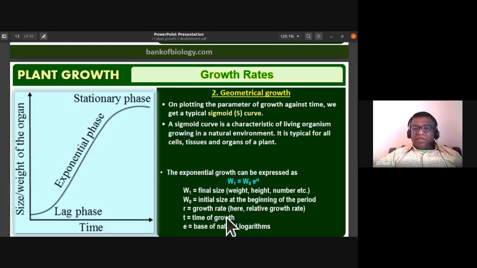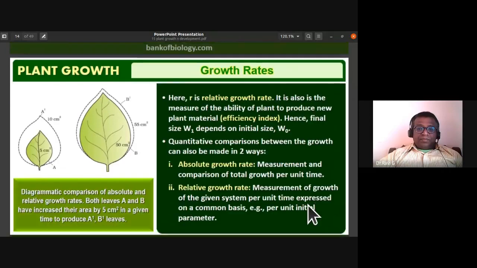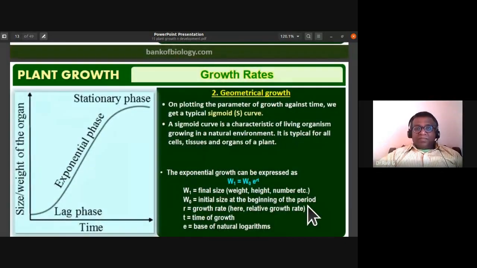Then R is the growth rate, T is the time of growth, and E is the base of natural logarithms. Here I would like to give an example. The sigmoid curve is seen even in our growth. From infancy up to 10 or 12 years, before we attain adolescence or puberty, our growth is in the lag phase. It's a very slow phase of growth.